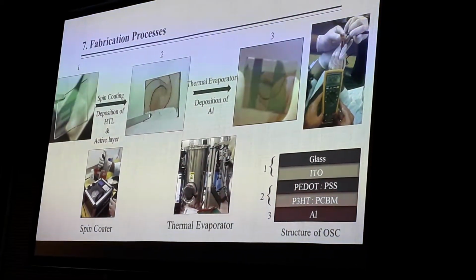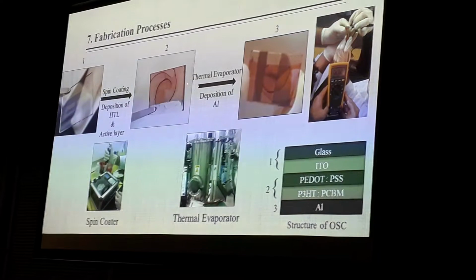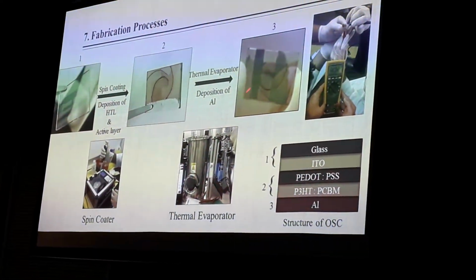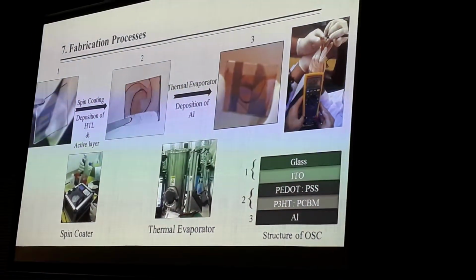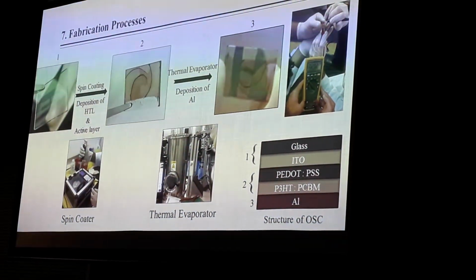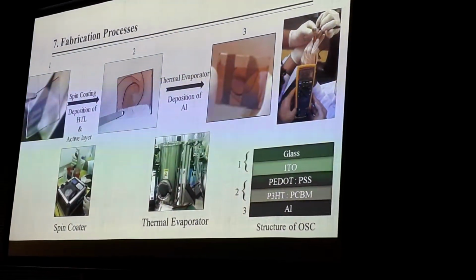After that, with the help of a thermal evaporator, we deposited the aluminum cathode, and after depositing the aluminum cathode, the organic solar cell looks as shown in figure 3. Now, under sunlight, we measured its performance, and this fabricated organic solar cell was giving around 0.29 open circuit voltage.